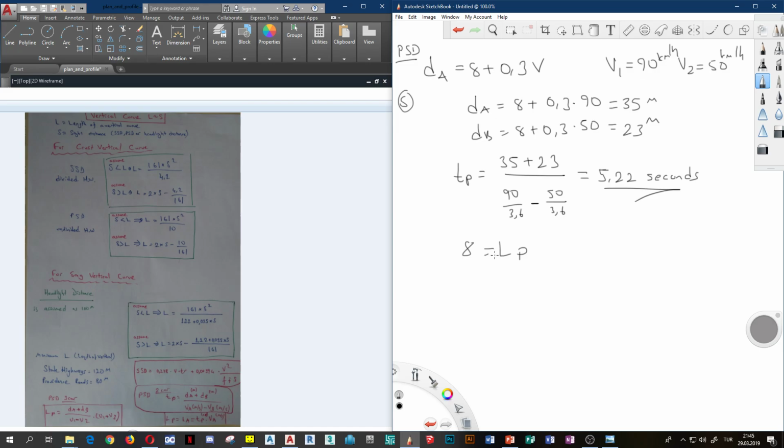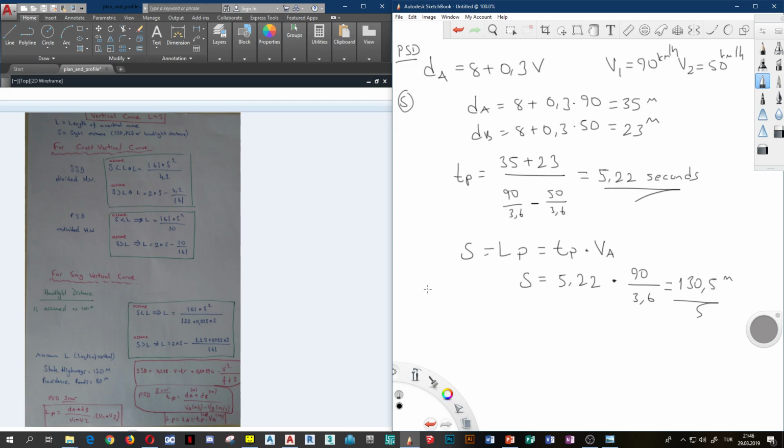We calculated the passing time, and what is the passing distance? S equals passing time times velocity A. S equals 5.22 times 90 divided by 3.6, of course it must be in meters. Yes, we calculated S in meters.